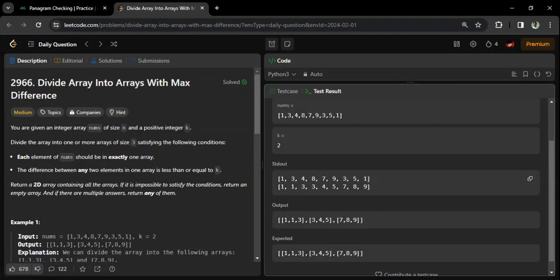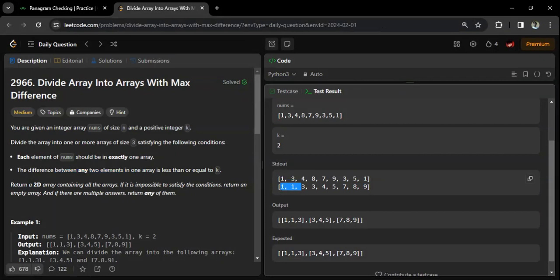Now coming to the part, see, here we are not talking about pairs, we are talking about triplets here. So this is going to be my first triplet, this is going to be my second triplet, and this is going to be my third triplet. Now remember one thing, they are talking about difference between any two elements, they are not talking about difference between consecutive elements.